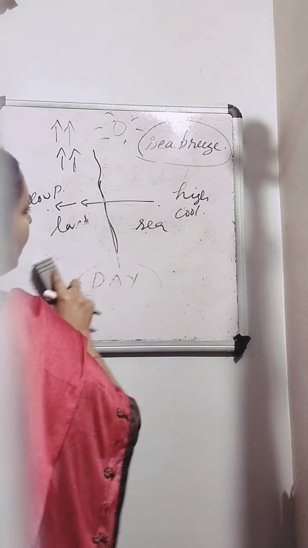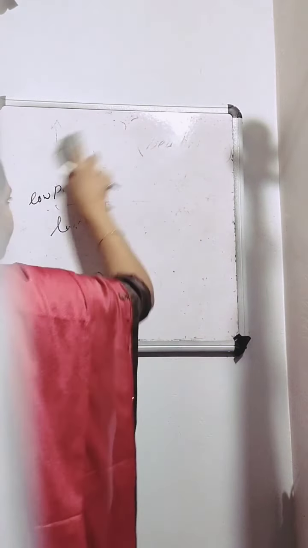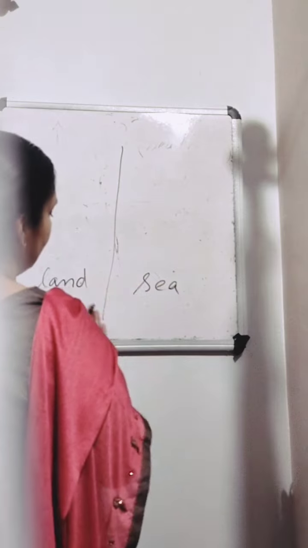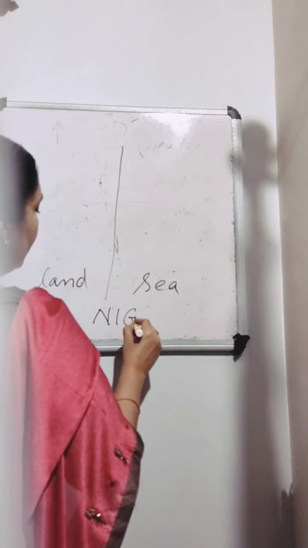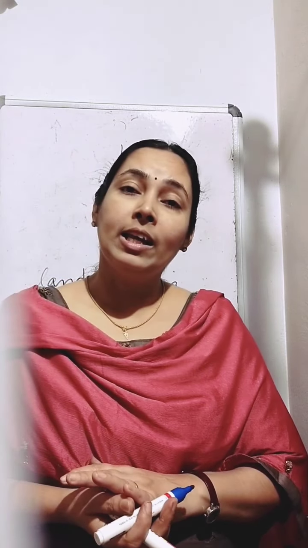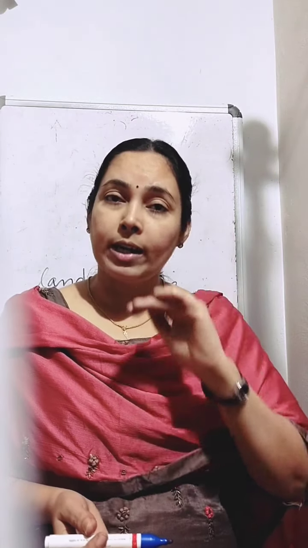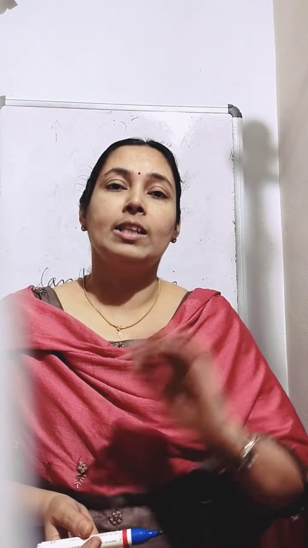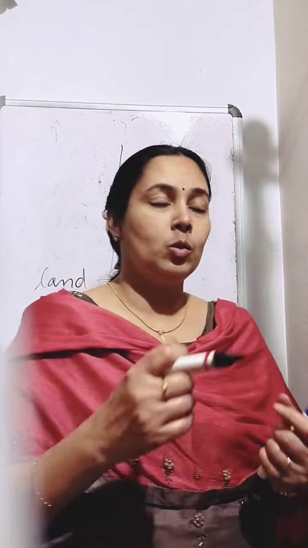Now, we can look at what happens during night. So during night, what happens? During night, this is land. Here this is sea. So during daytime, we saw that land becomes hotter faster than water. But during night, no sun. So both water and land begin to cool. And land cools faster than water. So land begins to cool faster.